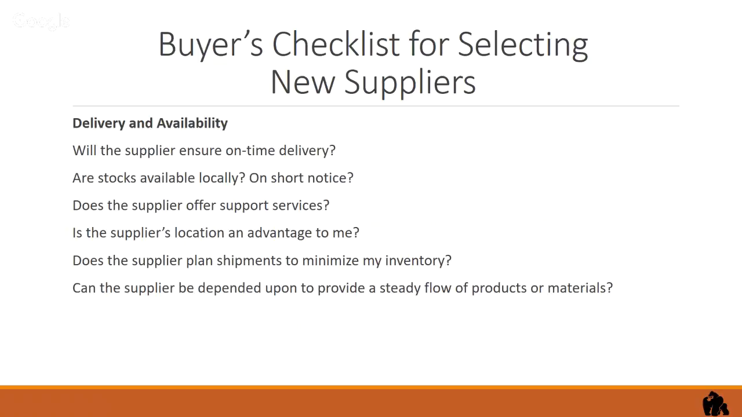Can the supplier be depended upon to provide a steady flow of products and materials? You've got your winning product. You're now selling 10 a day, 20 a day, 30 a day. You need to restock, restock, restock. Can they keep up? Can they provide that steady flow of products that you need in order to keep your business growing?